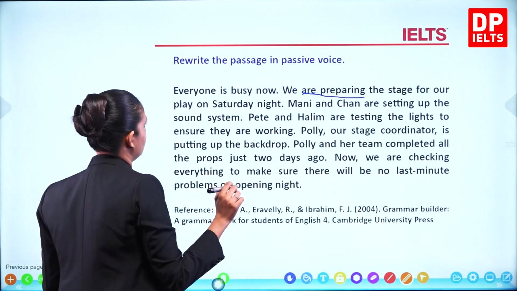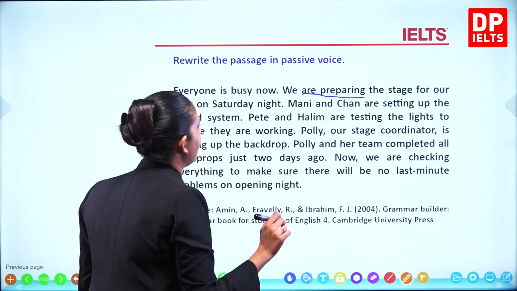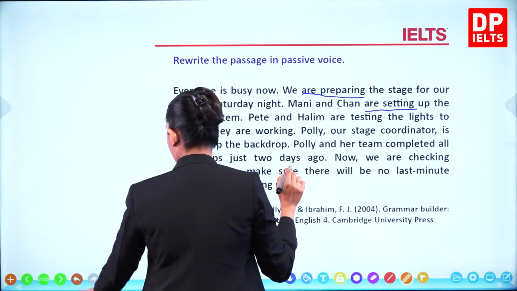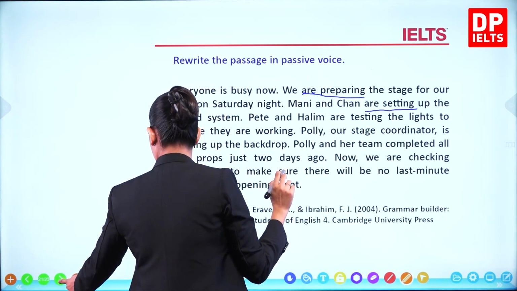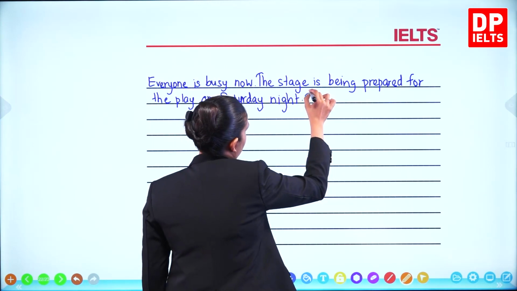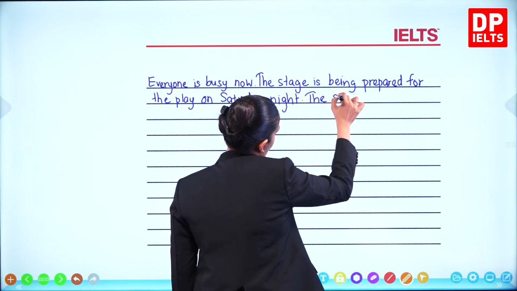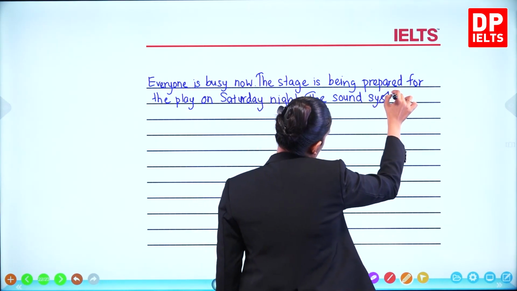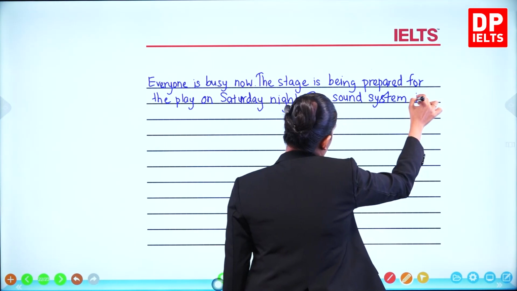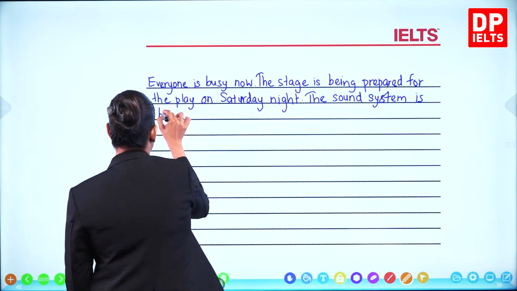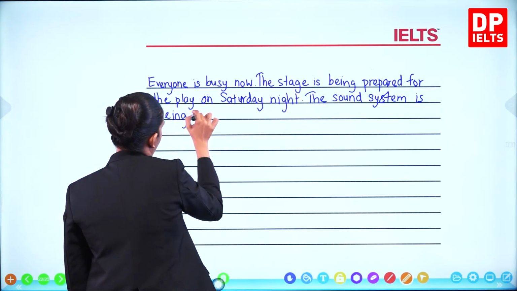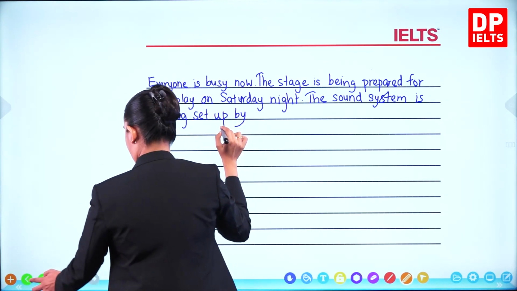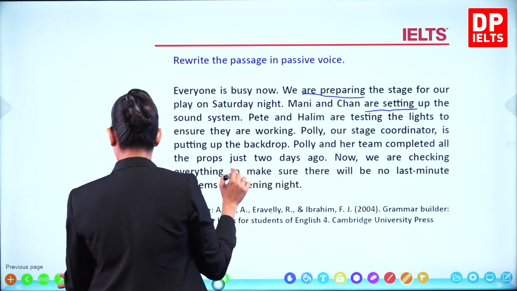Right. Let's have a look at the next bit. Mani and Chan are setting up the sound system, right? So, the sound system is being set up by Mani and Chan.